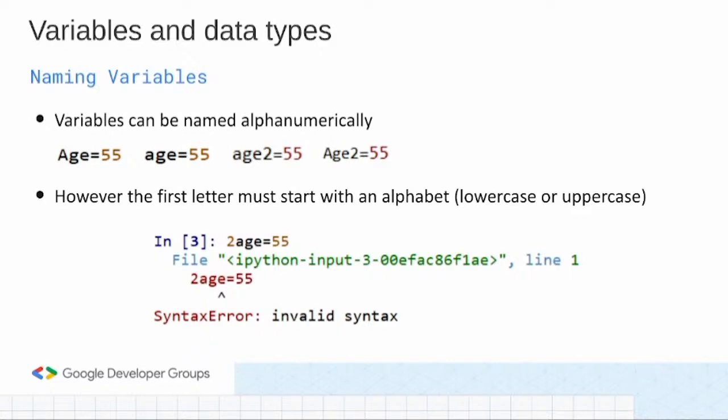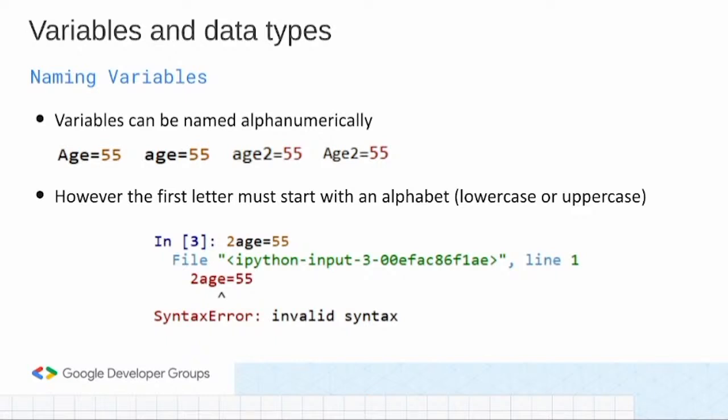So, you can see variables can be named alphanumerically. If I have a variable called age whose value is 55, then I can either have the entire name in lowercase, or I can also begin with an uppercase. We can also add a number 2. Let us say I am creating another variable called age2, then I can add the number after the alphabets.